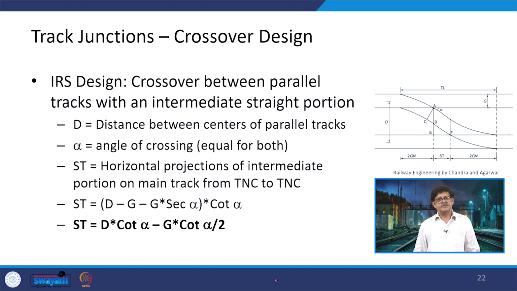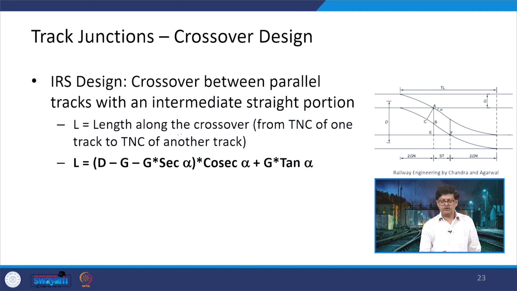Now, there is another method other than the Cole's method, which is an IRS design method, that is the Indian Railway Standard Design method. Here we are talking about the same conditions, that the crossover is between the parallel tracks, the intermediate portion is straight and the angles of crossings are equal. So, in this case ST projection is given by D minus G sec alpha into cot alpha, or it is D cot alpha minus G cot alpha by 2. That is the formula which is used if we are using the IRS design method.